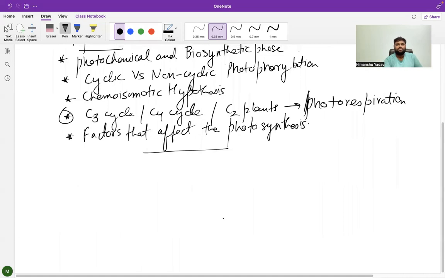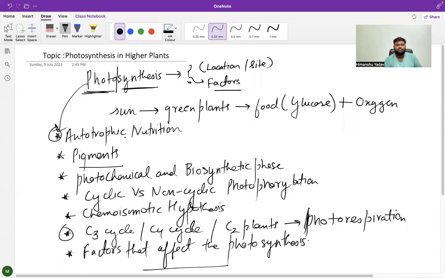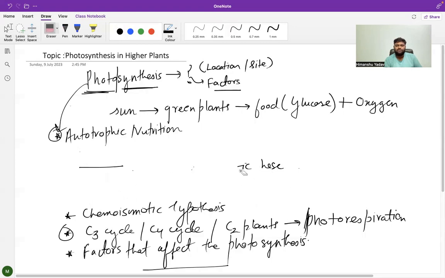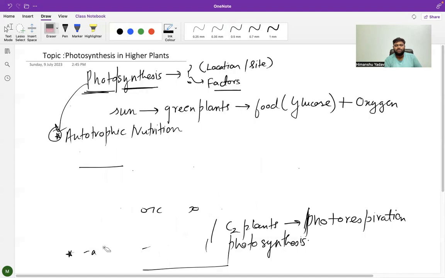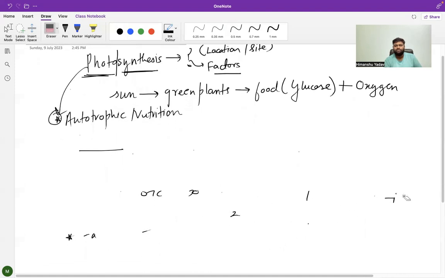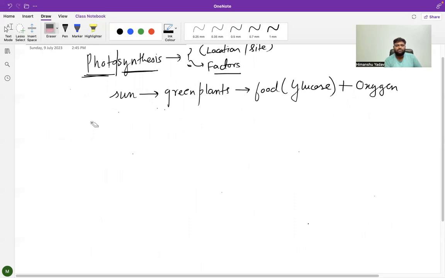The most important thing is, if you understand the importance of green plants, you will be able to relate why photosynthesis is very important. If you break the word photosynthesis into photo and synthesis, it means light, and something is getting synthesized. What? Food in terms of glucose.